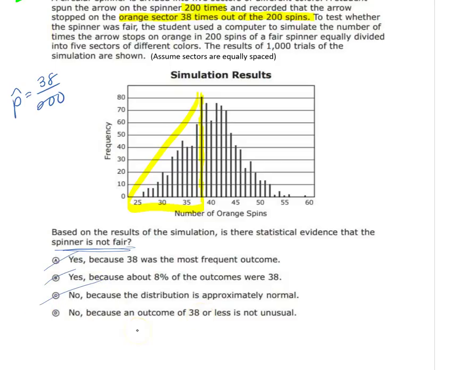No, because the outcome of 38 or less is not unusual, which, be careful of that double negative. 38 or less is usual. That's what it's saying. If you got 38 or more extreme, would it surprise you? No, it's a usual event. That's what that's saying. So that's why we can't say our spinner is not fair. This is a really tricky question. Is there statistical evidence the spinner is not fair? No, I can't prove that it's not fair. All these double negatives are confusing.